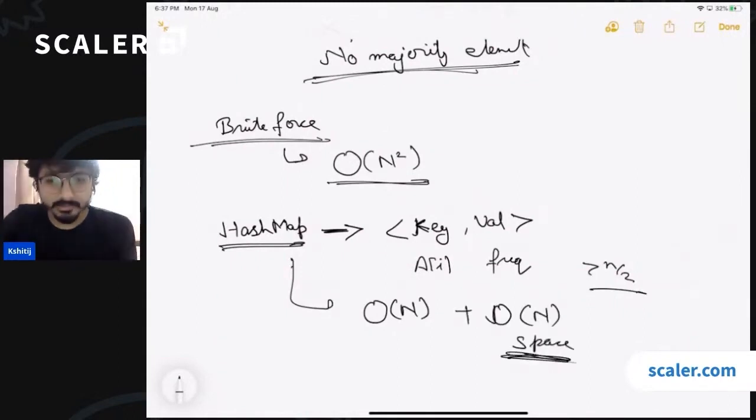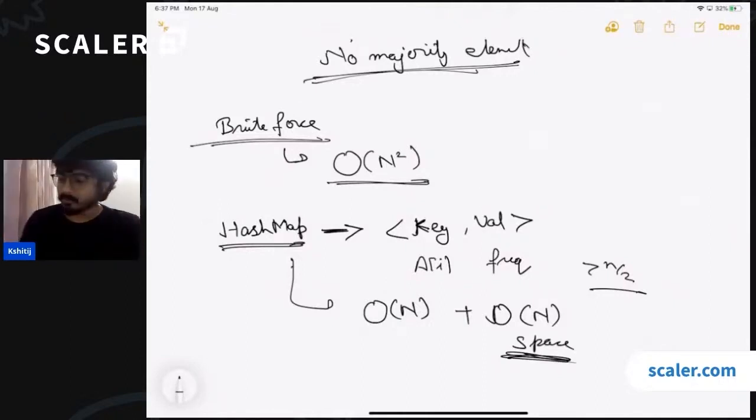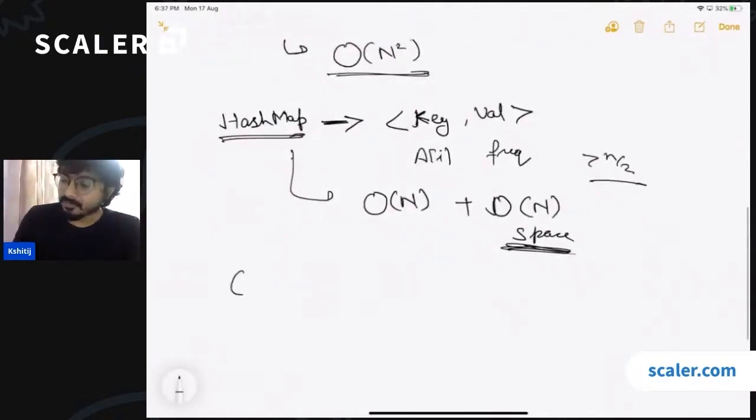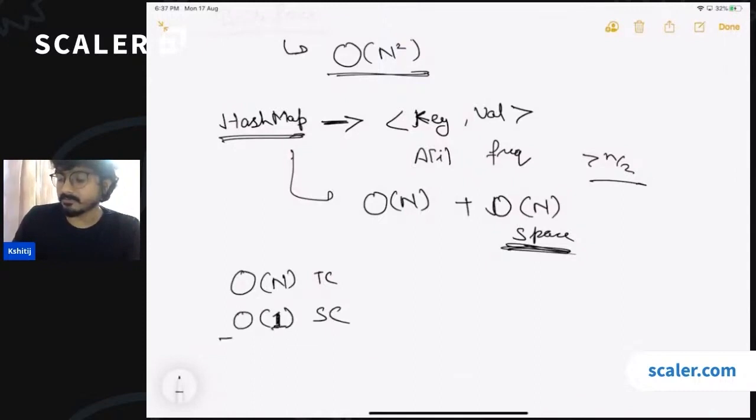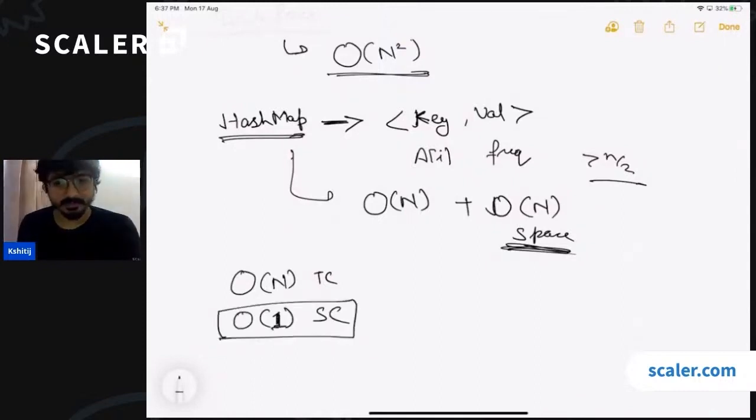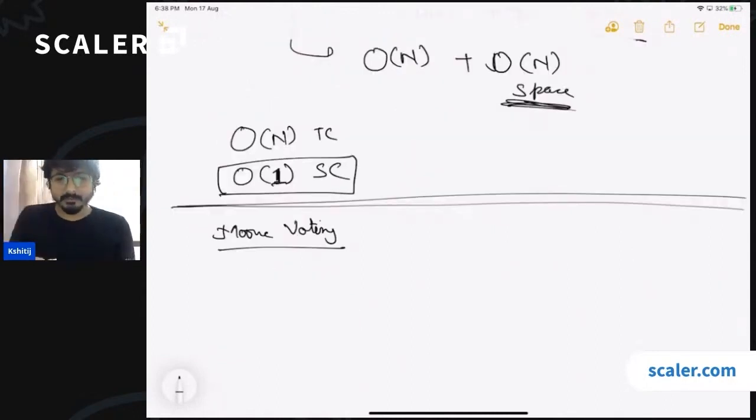How to create a hash map in C? You can use unordered map in C++. Now the question here is that we have to solve this problem in order n time complexity without using any extra space. So we have to solve this problem in constant space complexity. Most of you are saying that now you will apply Moore's voting algorithm, which is absolutely correct. We have one more approach.